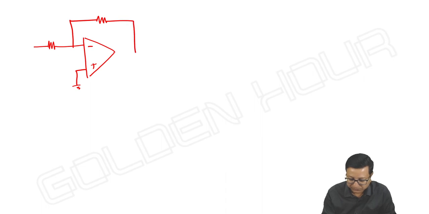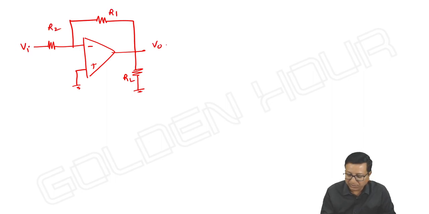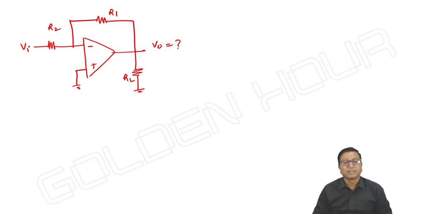Suppose the inverting amplifier has some load resistor. And what is V output? Is there any change in the procedure? No. Generally, people think V output means R1 is parallel to RL, which is absolutely wrong. Okay, let us go with the regular procedure.